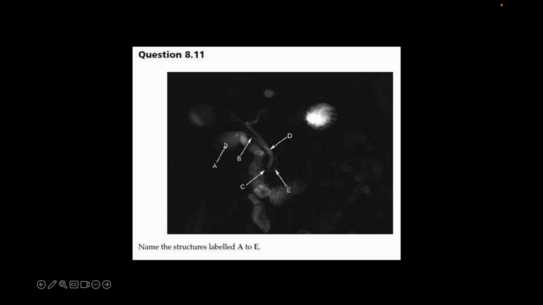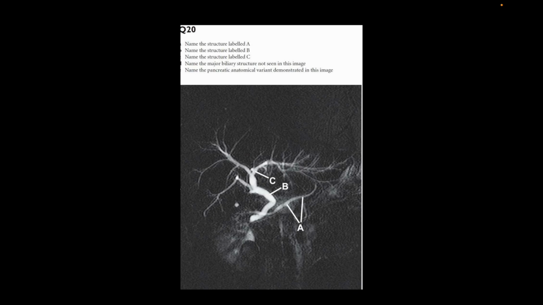So A would be the gallbladder. This is connecting the gallbladder and the CBD, so this would be the cystic duct. C would be the ampulla of Vater. D would be the CBD, common bile duct, and then E would be the pancreatic duct. A is the dorsal pancreatic duct, which in this variant is draining via the minor papilla here. B is the CBD, which remember always drains via the major papilla here.